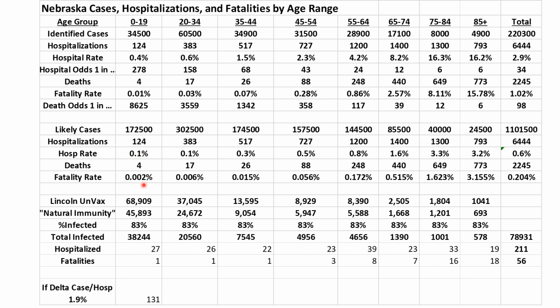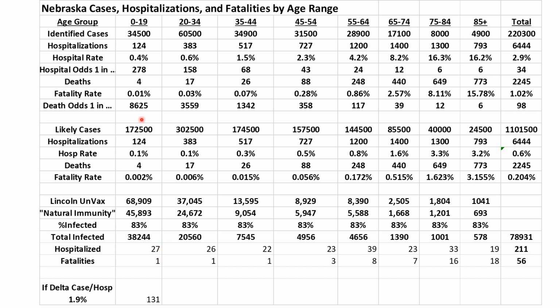You can then use that number and say, okay, of all the kids in Lincoln, Nebraska who are unvaccinated right now, that would be 68,909 based on today's vaccination rates. You might say some of them maybe got a little natural immunity that might protect them, although that's debatable. But let's say a third of them have some natural immunity and are immune, so then we're down to only 45,893. Would infect everybody, but with an R naught of 6, it'd be about 83% infected. So total infections would be 38,000. Use those numbers. That's 27 hospitalizations and 1 fatality.